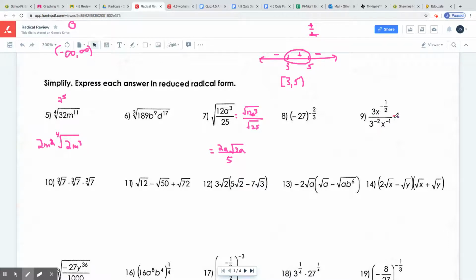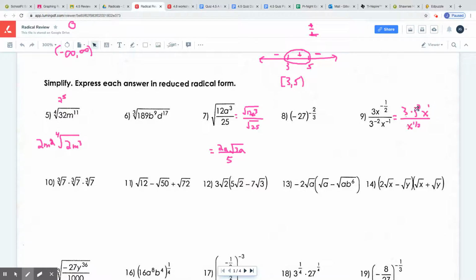All right, let's rewrite this with all changes positive. This negative 1/2 is to the x, not the 3. So the 3 stays there. The x to the negative 1/2, we move that to the bottom. So now it's to the 1/2. 3 to the negative second becomes 3 squared. Then I have x to the first.